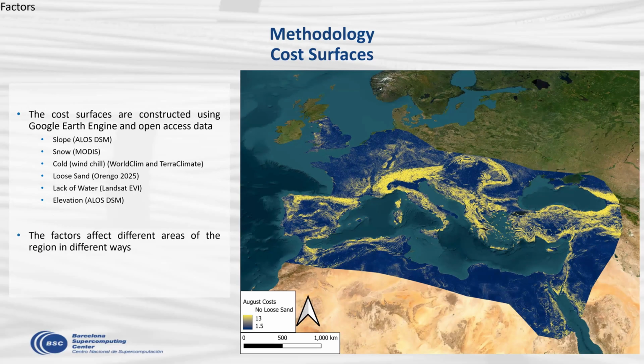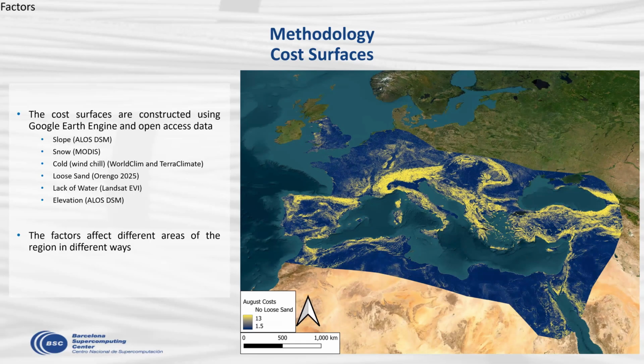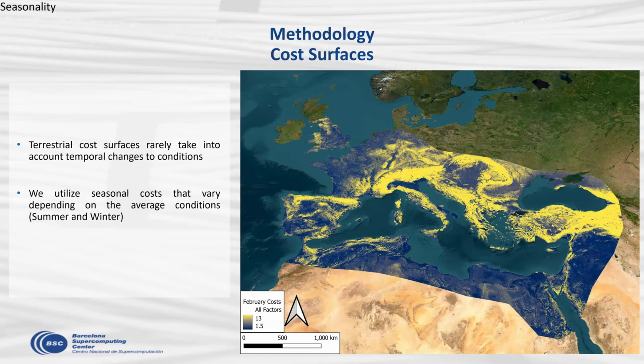And we also have the seasonal costs. Most cost surfaces just use one factor, and they don't change with time. It's a flat cost. But a lot of the factors that we're adding, like the temperature, snow, things like that, are seasonal, so they change depending on the season. You can see here, again, this is August with all factors, and then February with all factors. You see the cost changes there.